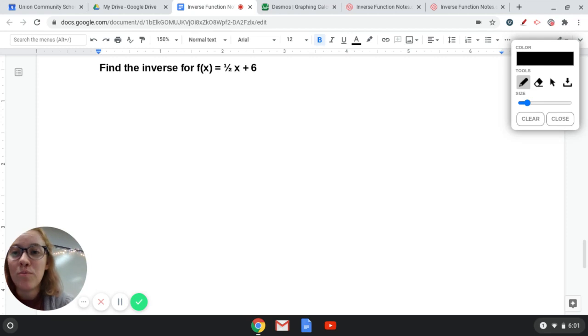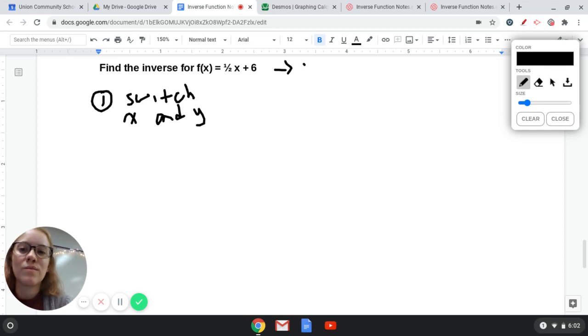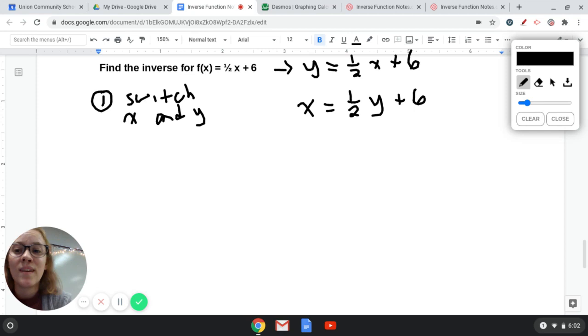So remember, step 1, we switch x and y. So let's do that. And remember that we can write this as y equals 1/2 x plus 6. So we're going to switch x and y. So we write x equals 1/2 y plus 6. And then step 2 is we solve for y.